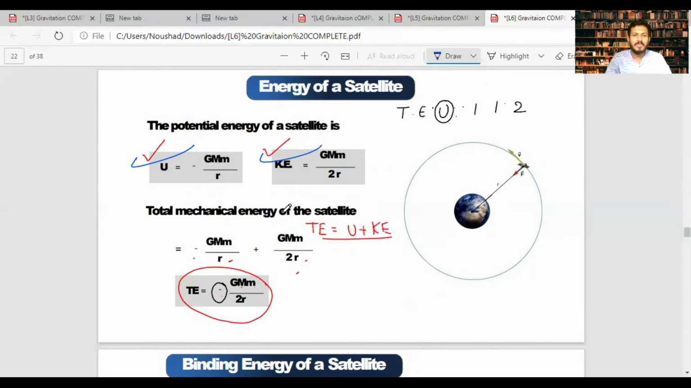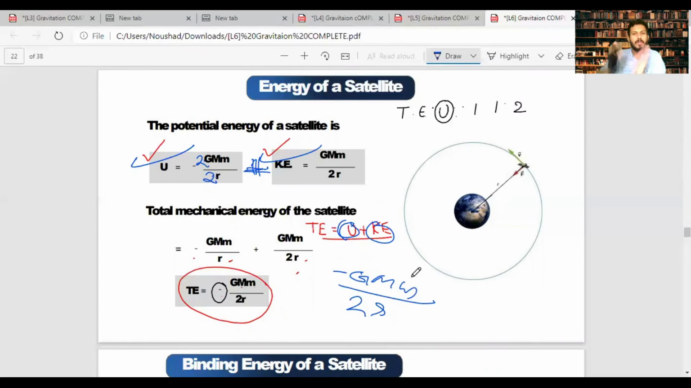Total mechanical energy. What is total mechanical energy? Kinetic energy plus potential energy. Add these two terms. Put a 2 here and a 2 here; 2 by 2 is 1. So we can add it like this. 2r is common. Minus GMm by r plus GMm by r.